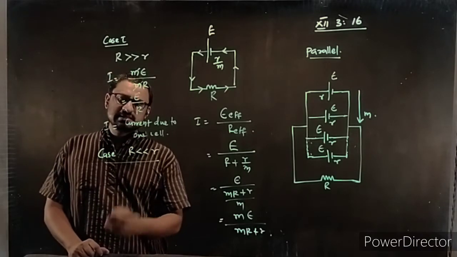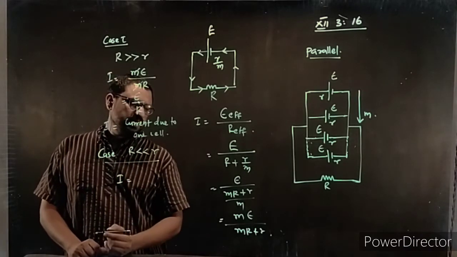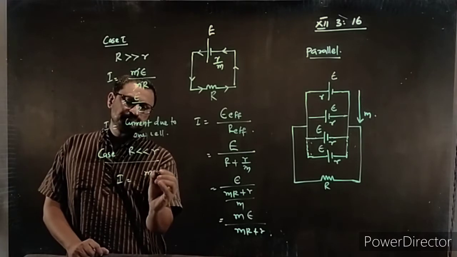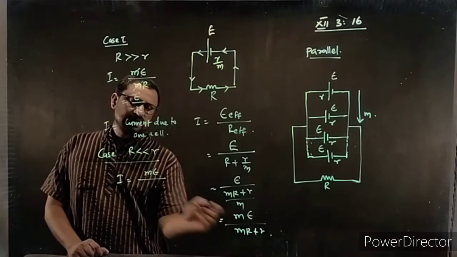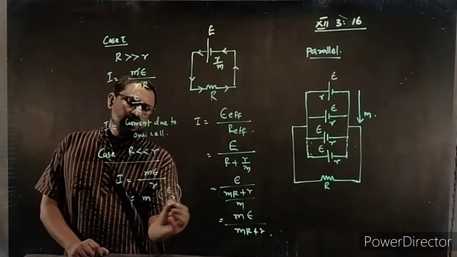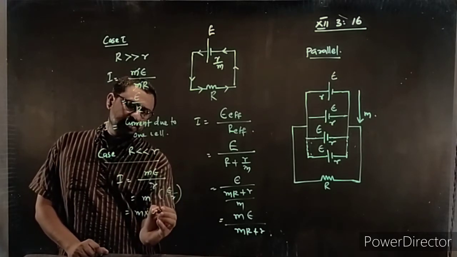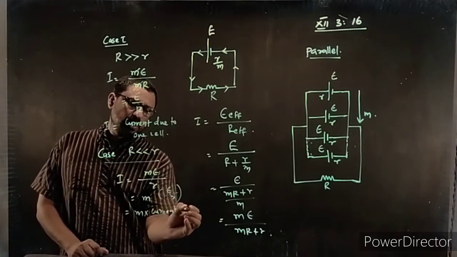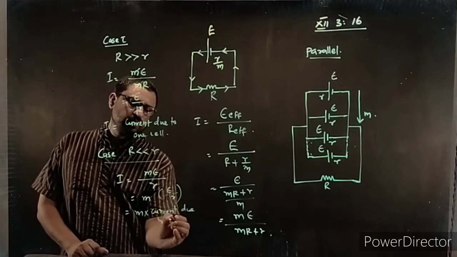Now case 2 will be a very rare situation, where external resistance is much less than the internal resistance. There I can say I will be equal to ME divided by, we are neglecting this term, r, so it will be equal to M into E by r. So that is M times the current due to one cell.